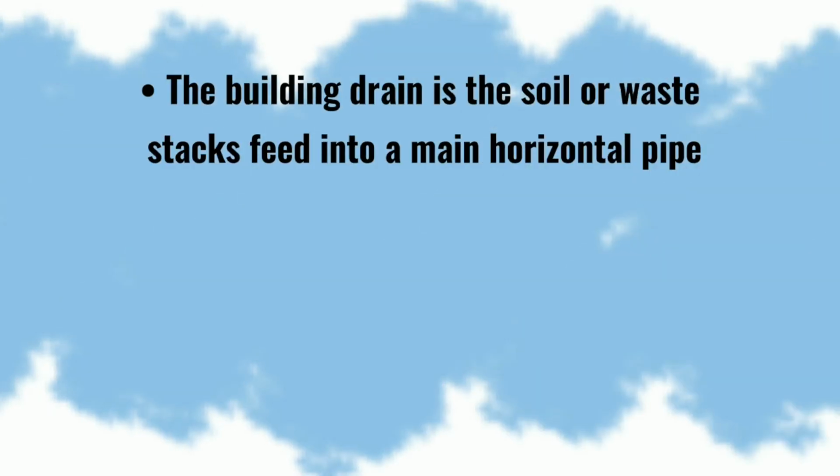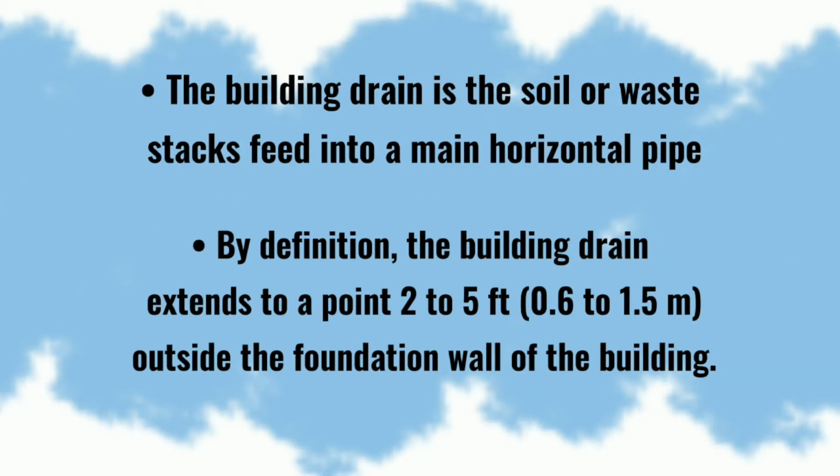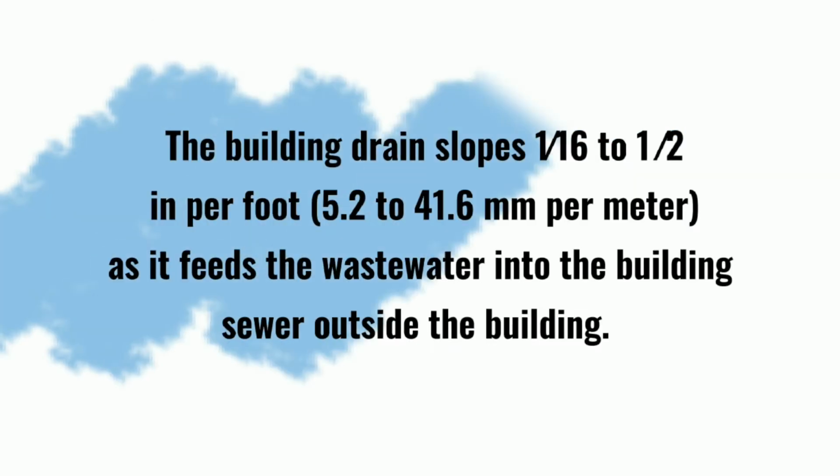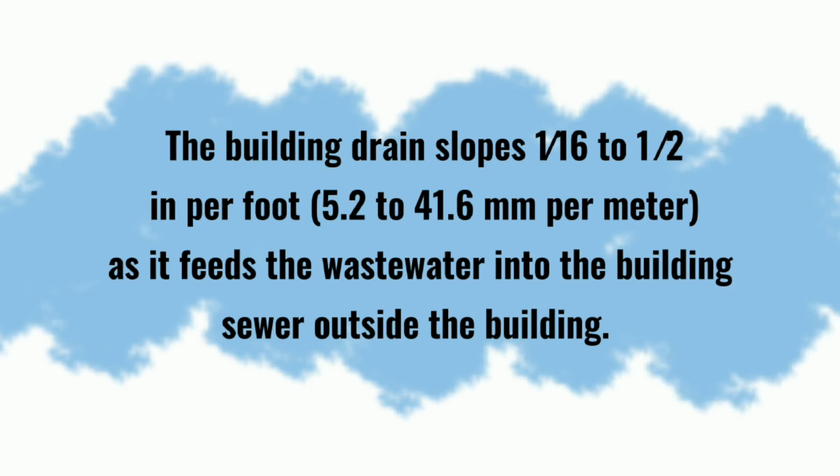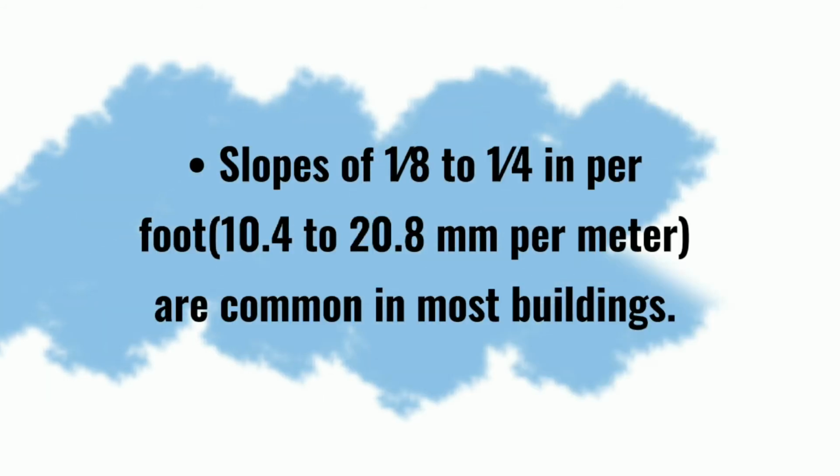Building drain. The building drain is the main horizontal pipe that the soil or waste stacks feed into. By definition, the building drain extends to a point 2 to 5 feet or 0.6 to 1.5 meters outside the foundation wall of the building. The building drain slopes 1/16 to 1/2 inch per foot or 5.2 to 41.6 mm per meter as it feeds the wastewater into the building sewer outside the building. Slopes of 1/8 to 1/4 inch per foot or 0.4 to 20.8 mm per meter are common in most buildings.